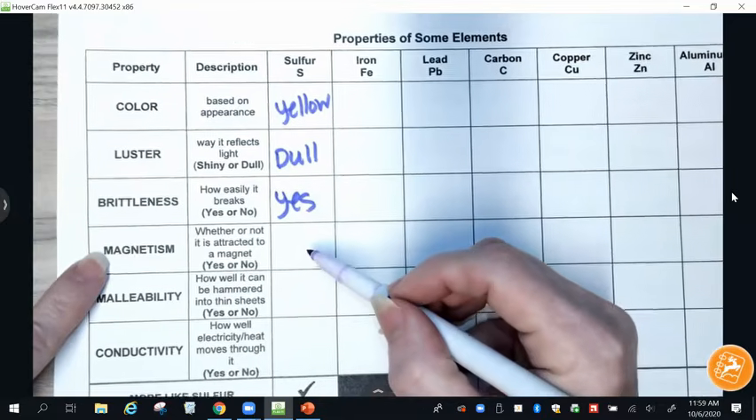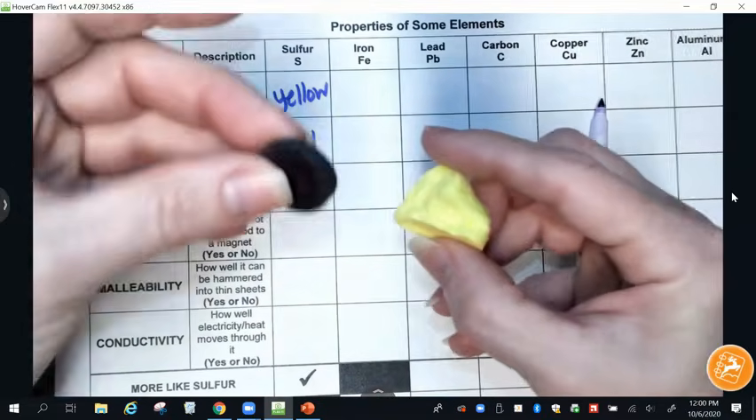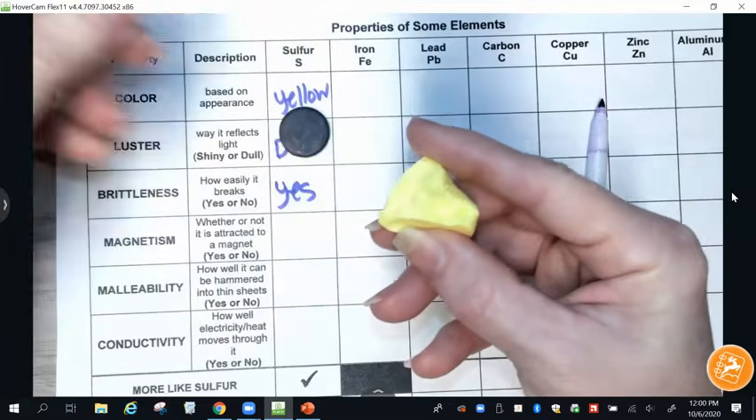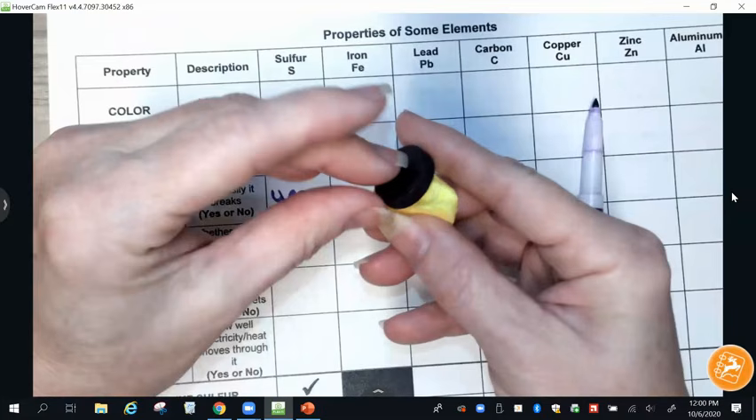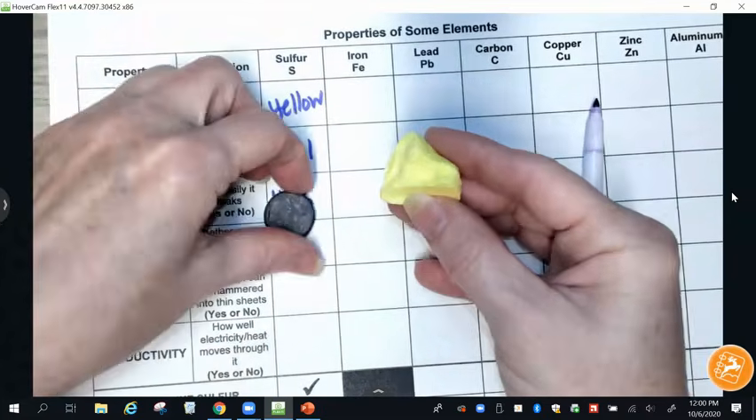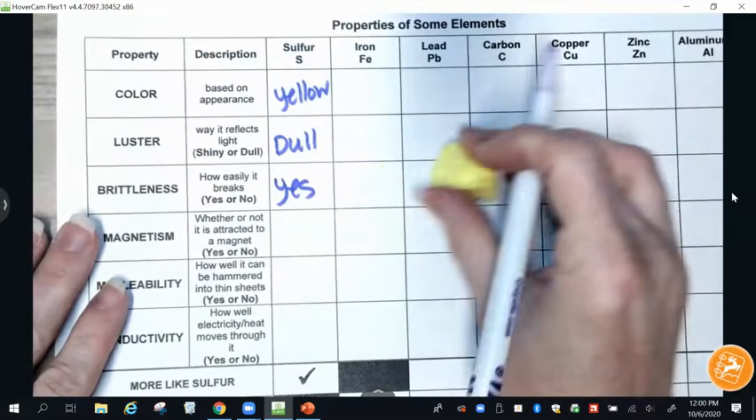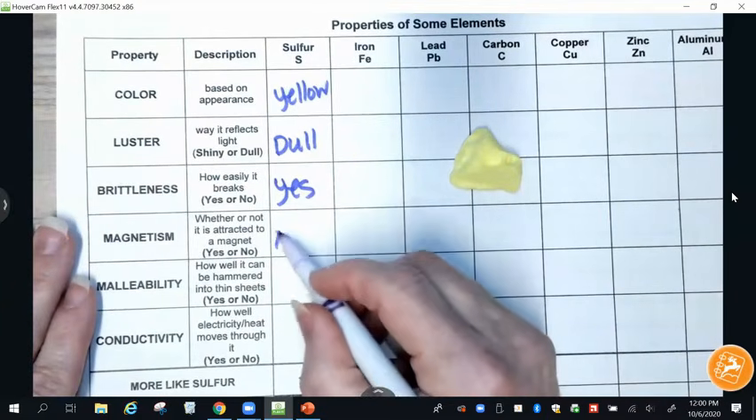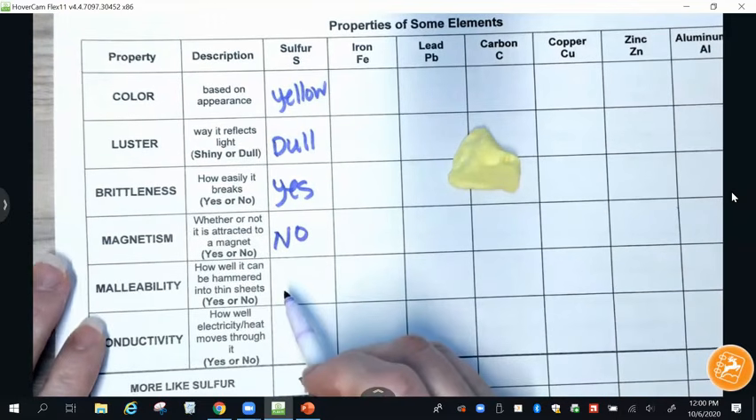Now, magnetism. I'm going to get my magnet, and we're going to see if the magnet's going to stick to it. Okay. Let's try it again. You never know. Come on, scientists always try things more than once. It slides right off. It does not stay. Okay. So we're going to say no for magnetism.